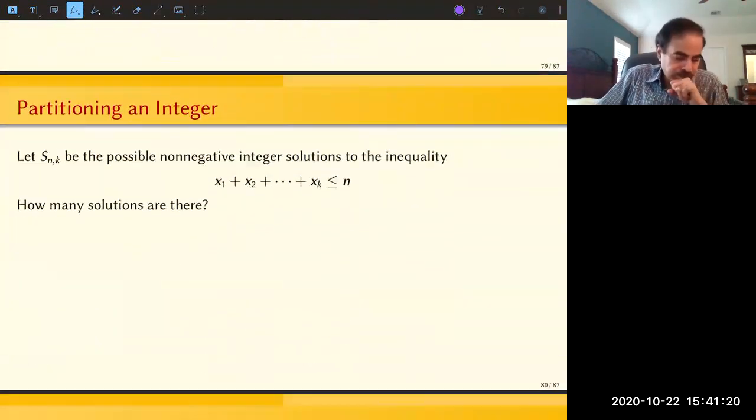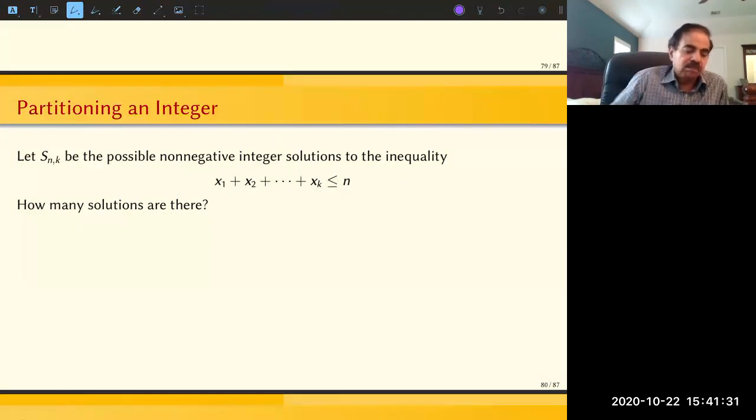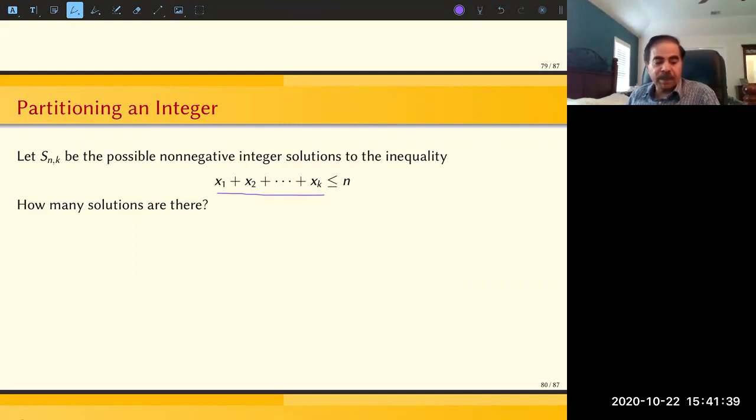Let's look at another problem. So how many ways can we take an integer and break it up into k pieces, k parts, so that they all add up to something less than n? So for instance, one example could be, let's say, if you set k equal to 2 and n equal to 3.